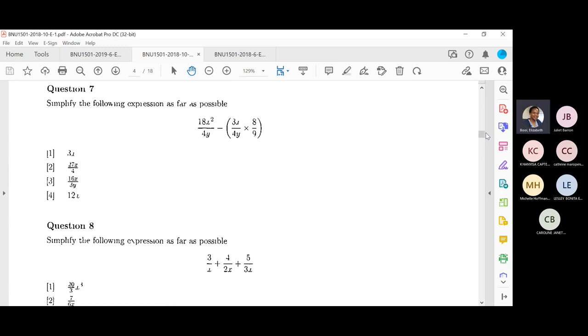So this is 18x squared divided by 4y minus, in brackets, 3x divided by 4y multiplied by 9. Now, very, very important: brackets first. Everything with the bracket must be solved first. So in the bracket, we have 3x over 4y times 8 over 9.